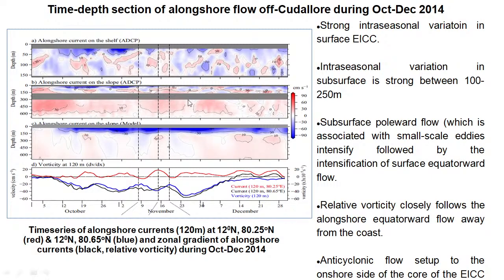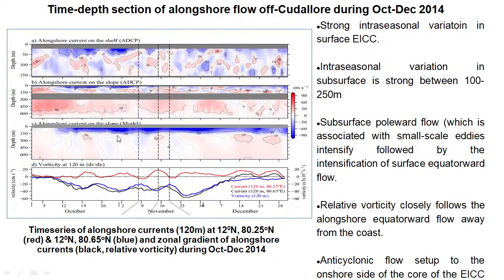We looked at it to 120 meters, and what you see is that I have plotted the observation of alongshore current at the shelf from the ADCP and from the slope. You can see that there are undercurrents, but you don't see that kind of a strong undercurrent in the shelf location. But in the slope location you see it. Very interesting point is that it's at shallow depths.